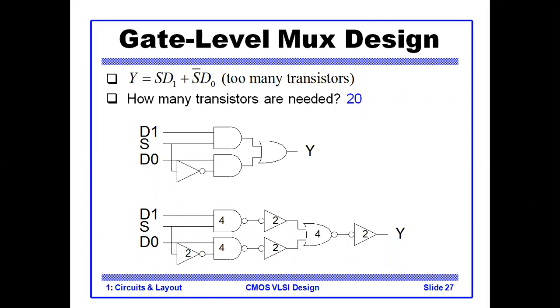Suppose this is the logic diagram. Here I implemented the logic diagram for this Boolean expression: Y is equal to S D1 plus S bar D0. We have implemented the logic diagram for this Boolean expression, right? And here, how many transistors are needed? The answer is 20. So how are the 20 transistors required?